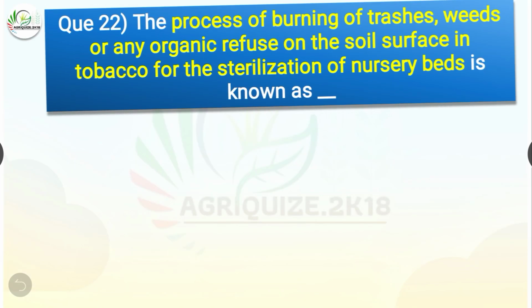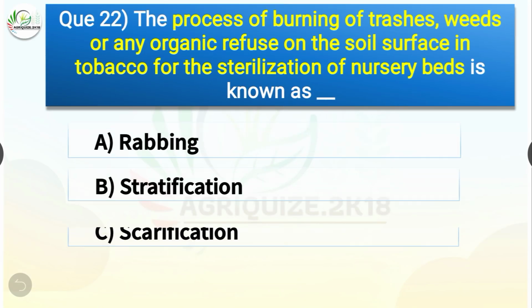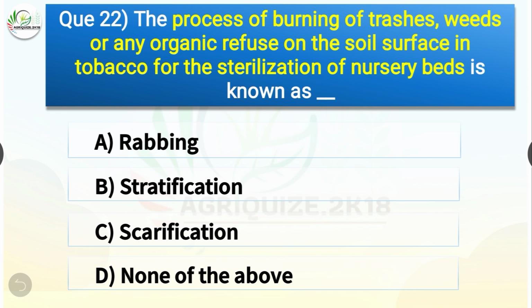Question number 22. The process of burning of trashes, weeds or any organic refuse on the soil surface in tobacco for the sterilization of nursery beds is known as dash. The options are rubbing, stratification, scarification or none of the above. The correct answer is option A, rubbing. So the process of burning of trashes, weeds or any organic refuse on the soil surface in tobacco for the sterilization of nursery beds is known as rubbing.